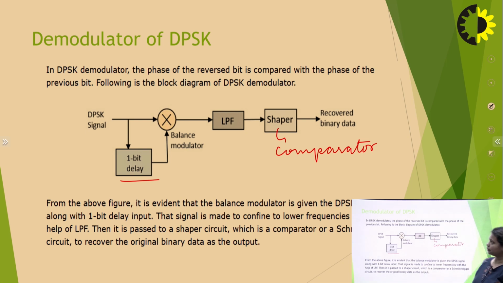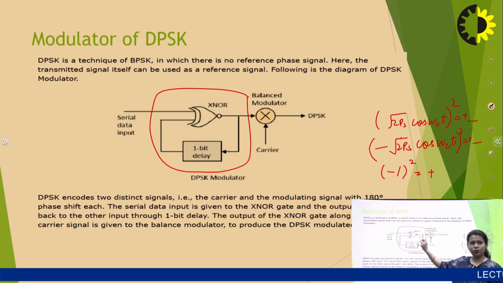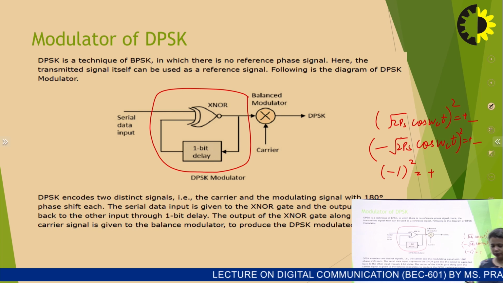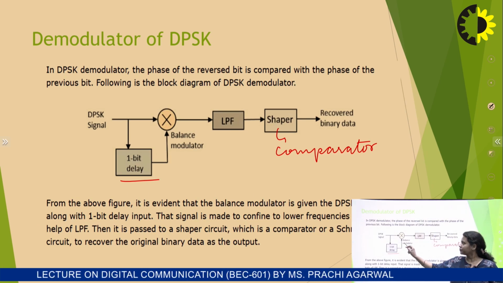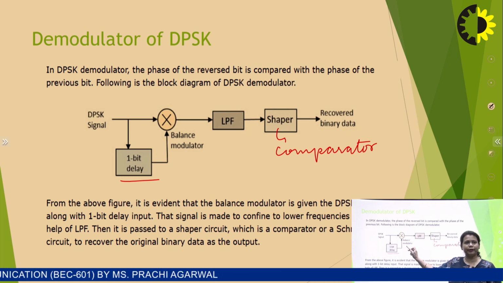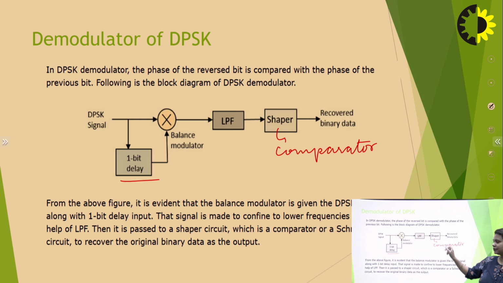So I think this is clear to you. In the modulator we are using an XNOR gate, and then again we are using the same signal with a 1-bit delay, and that is provided to a balance modulator. Then in the demodulator part, same, we are using a 1-bit delay and the balance modulator. This is the demodulation section. Then we are using an LPF, then the same comparator, and then we are getting a recovered binary data, right?